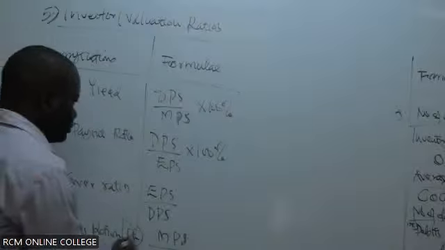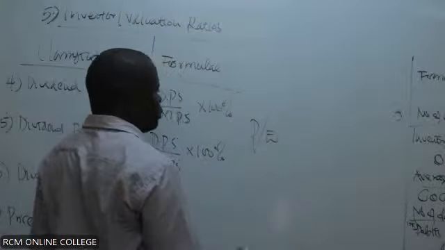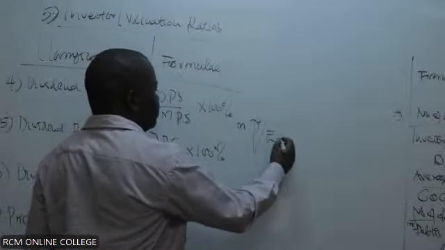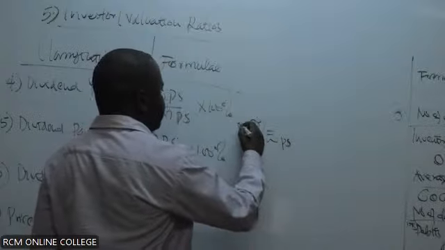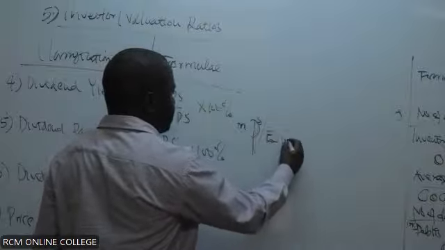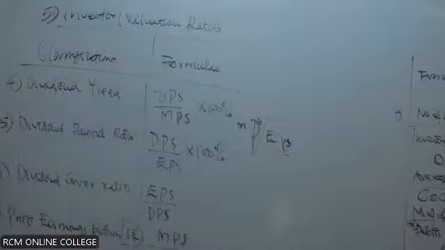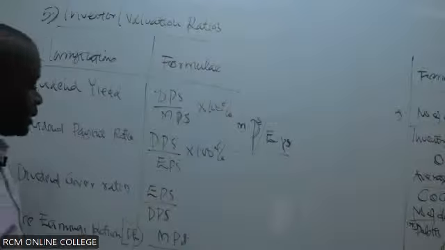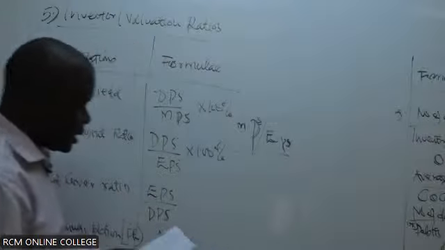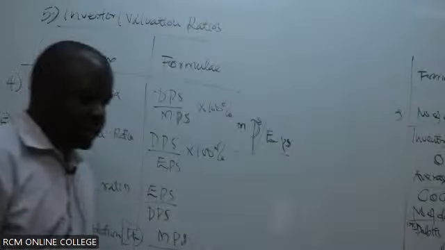Sometimes they call it the PE ratio. So you take the MPS and divide by the EPS. Those are some of the ratios that can be computed. So we can look at an illustration.